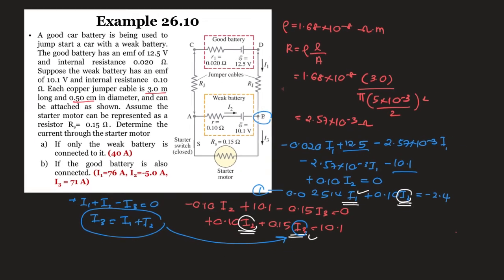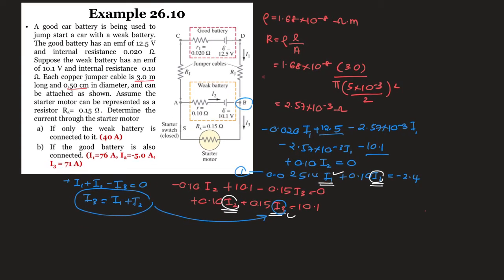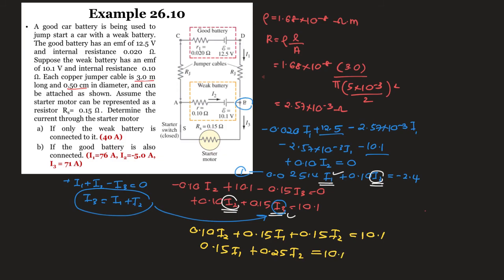Okay, so I'm going to get that the new equation is going to be 0.10 I2 plus 0.15 I1 plus 0.15 I2 equals 10.1. Okay, simplify everything, therefore my equation is 0.15 I1 plus 0.25 I2 equals 10.1. So this one is going to be my third equation. And okay, I forgot to put negative here, so I need to put negative here. Therefore that's why you need to double check everything first.